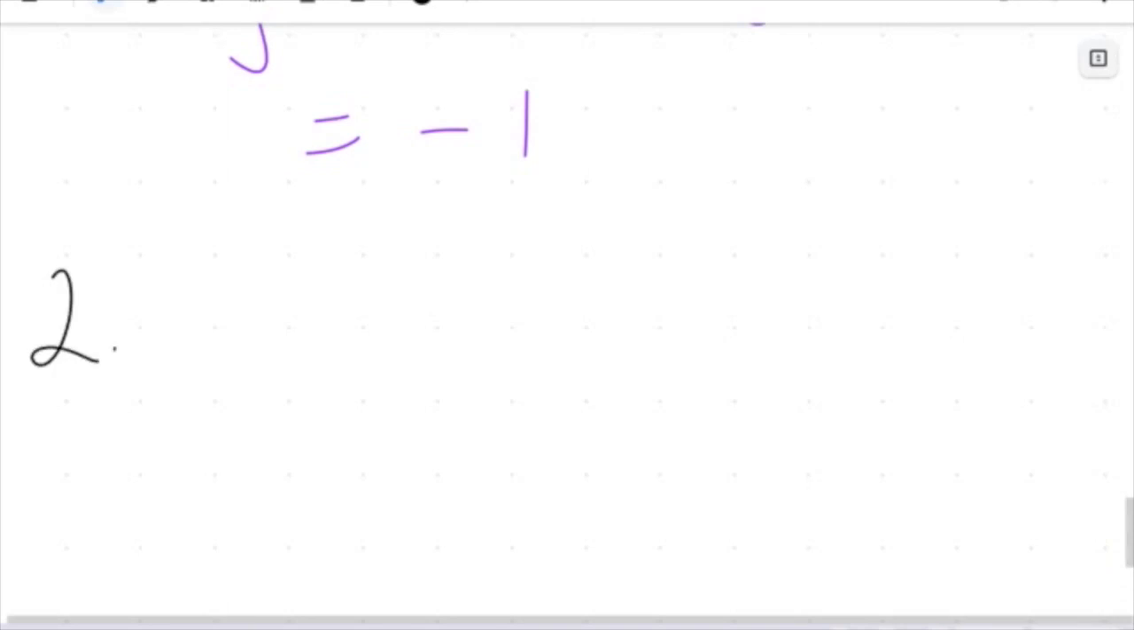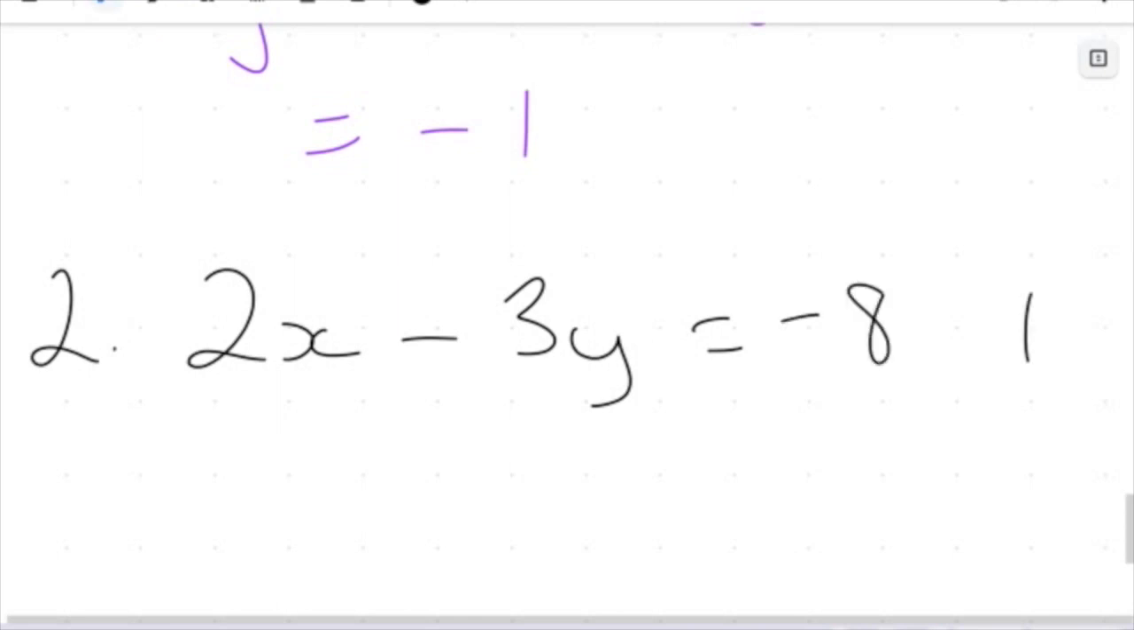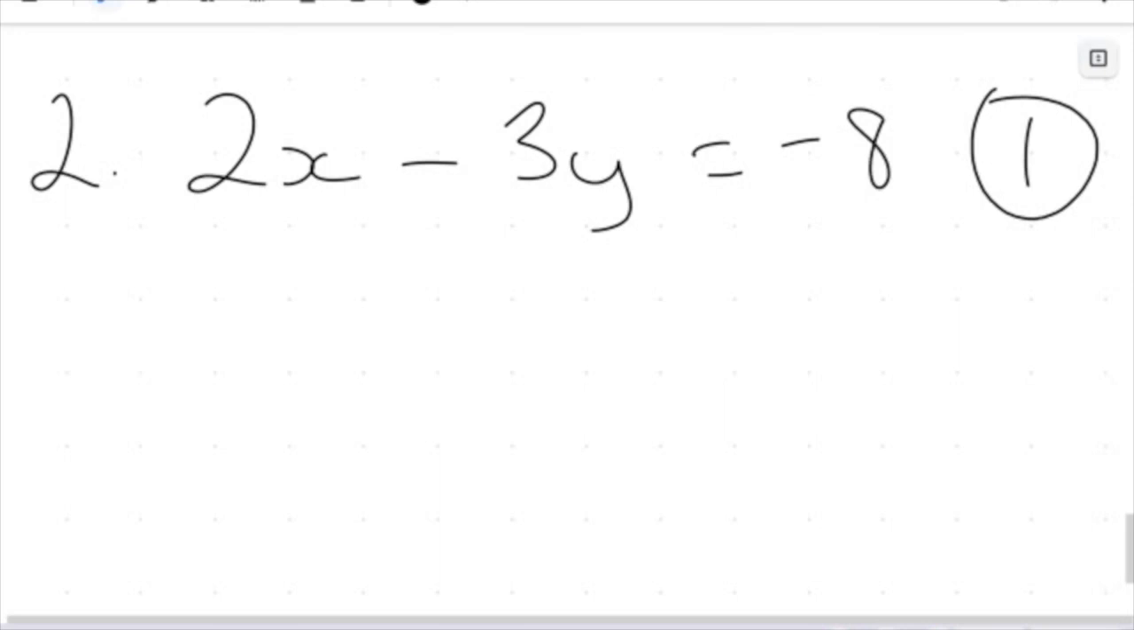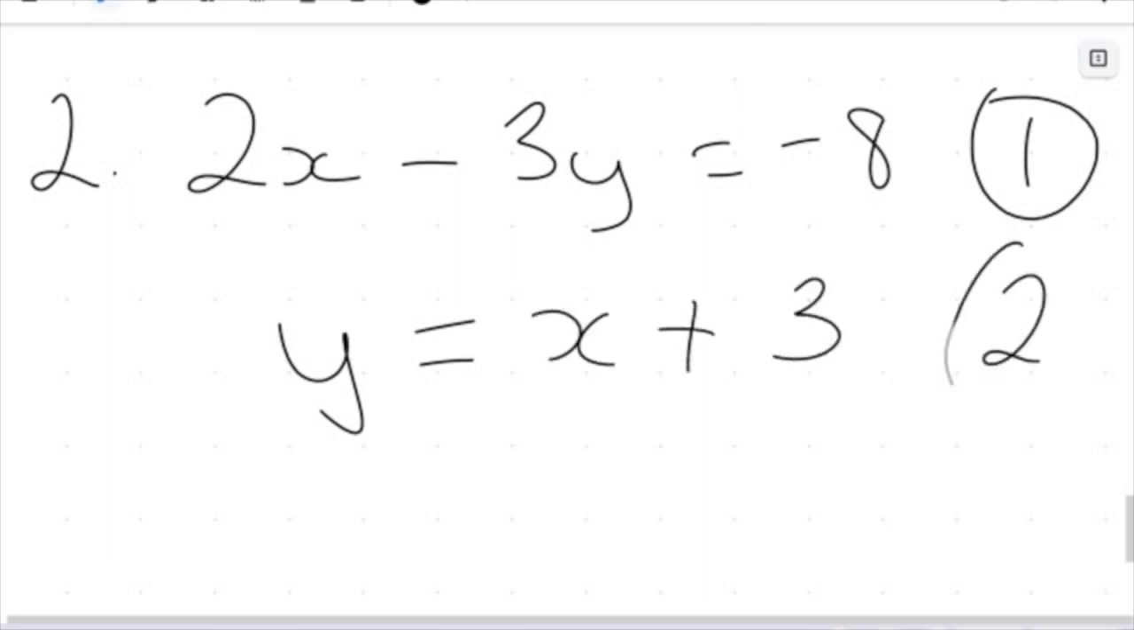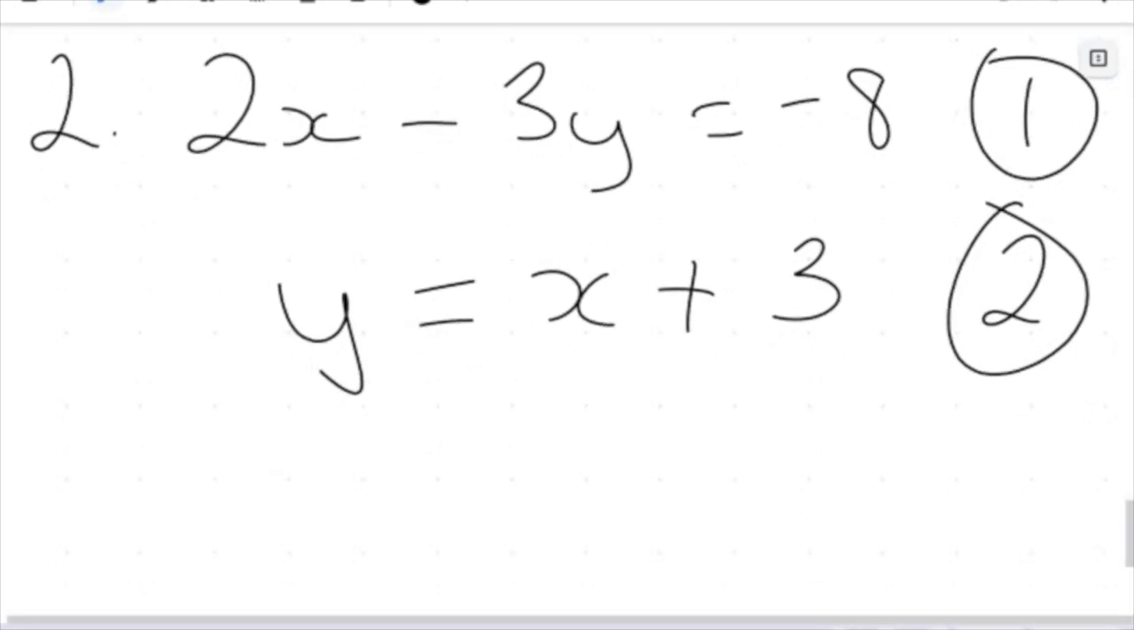So if I have, and I'm going to make this one a little bit trickier. My first equation is 2x minus 3y equals minus 8. That's equation 1. Now equation 2 is y equals x plus 3. Now this isn't super obvious, and the method you choose is going to depend on how your two equations look.